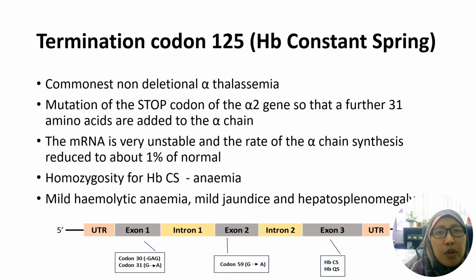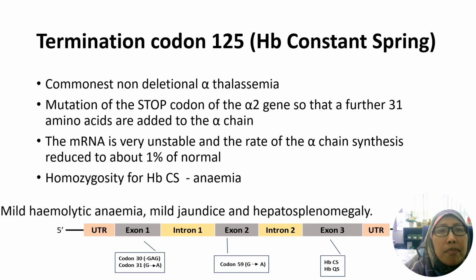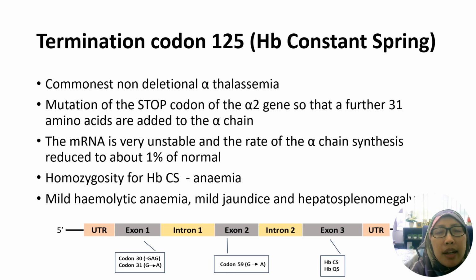Homozygosity for hemoglobin Constant Spring leads to more anemia than is usual in homozygosity for alpha plus thalassemia, and also shows a different hematological picture. There is usually mild hemolytic anemia, and some cases have mild jaundice and hepatosplenomegaly. The hemolysis is the result of membrane damage by oxidized abnormal alpha chain.